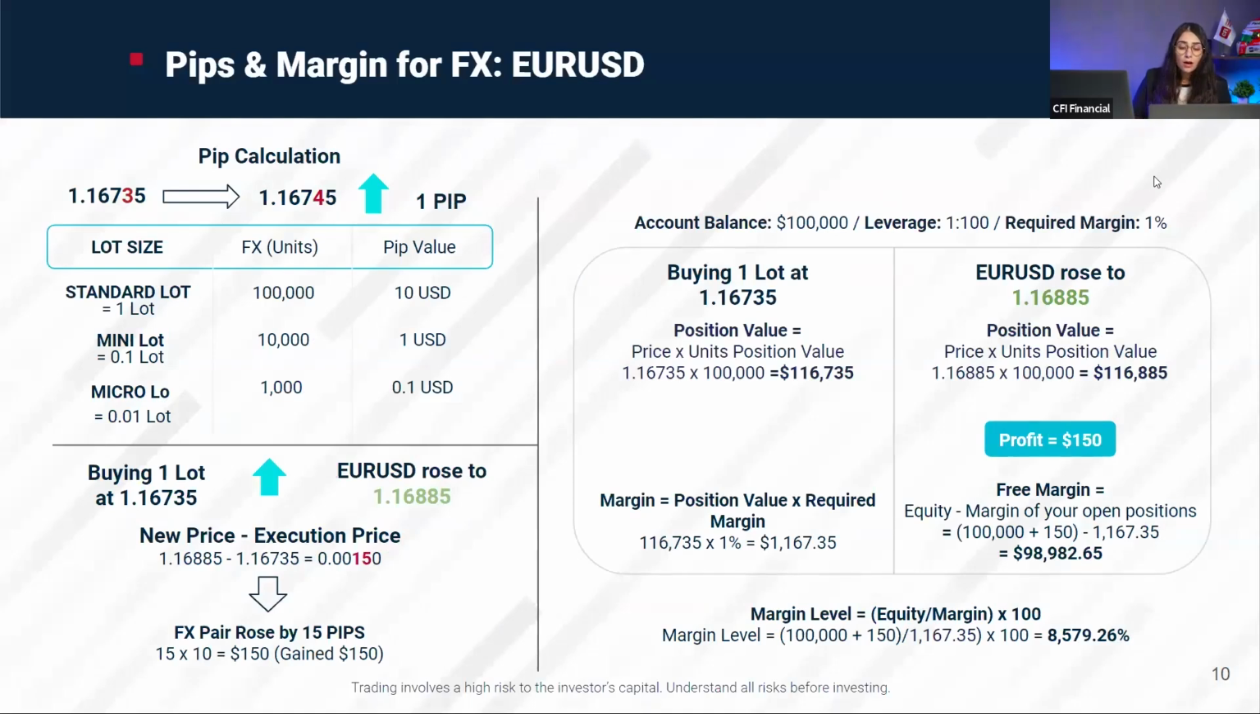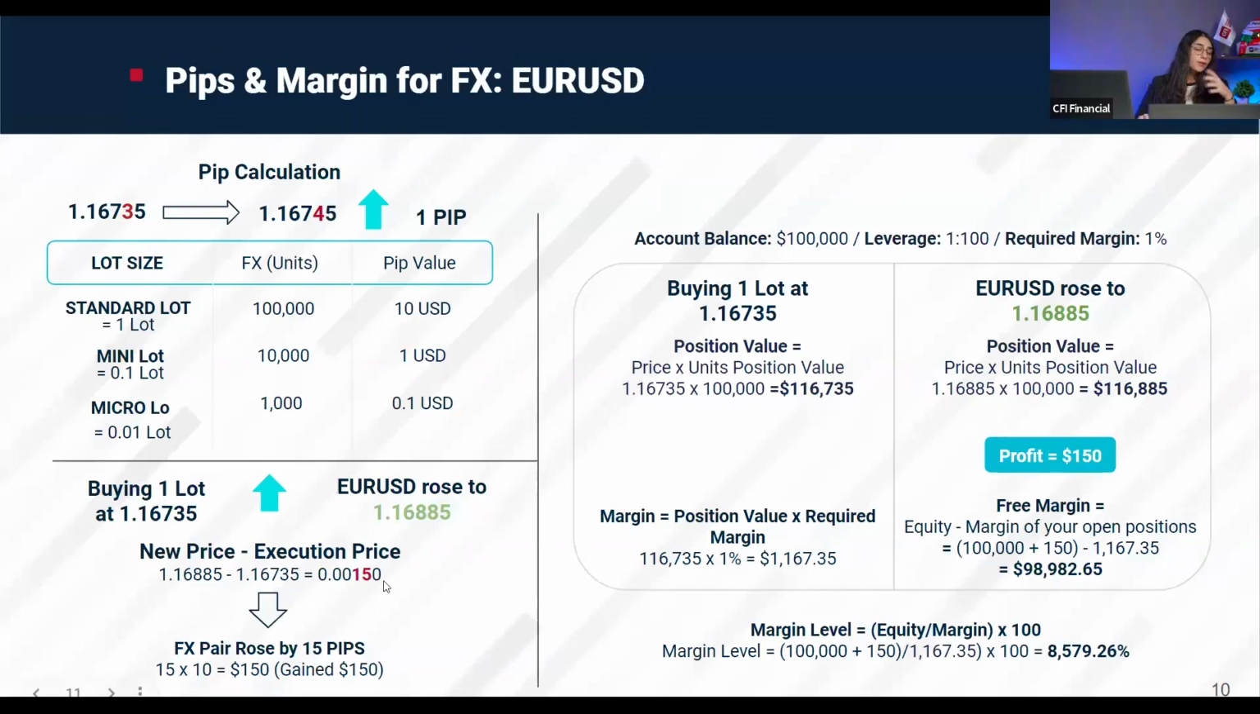We're going to start now with finding the pips and margin for currencies. Like we said before, when we're calculating the pip for currencies, the pip represents the 4th number after the decimal place. So let's say, if we look at the screen on the left side, we have the price of 1.16735, and the price rose to 1.16745. This means that the price rose 1 pip. Let's see how we are able to calculate the value of the pip.